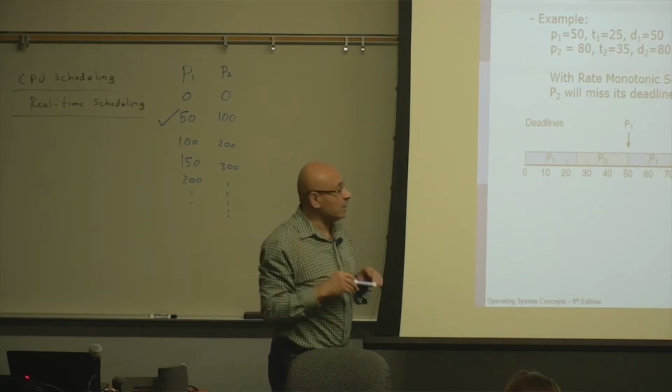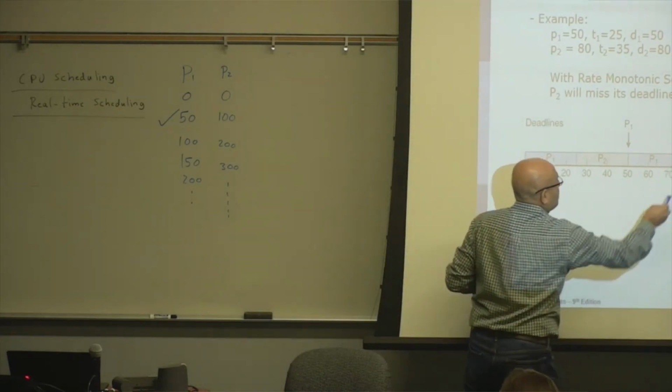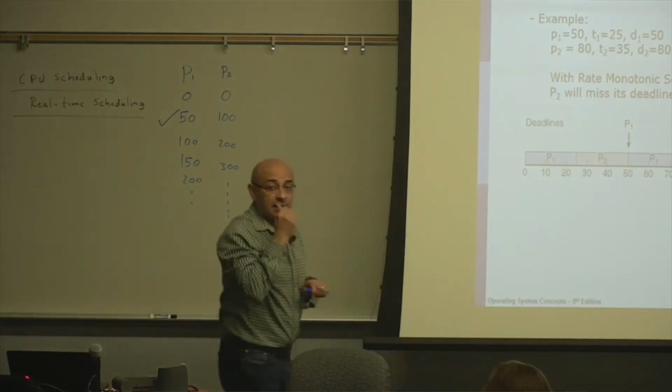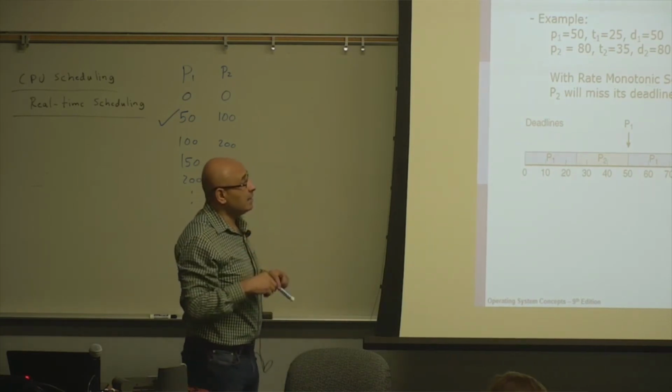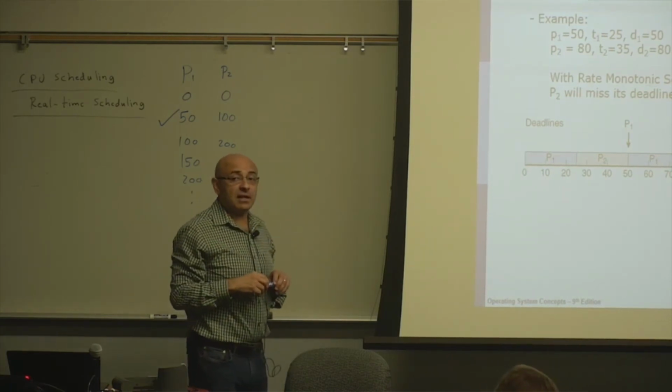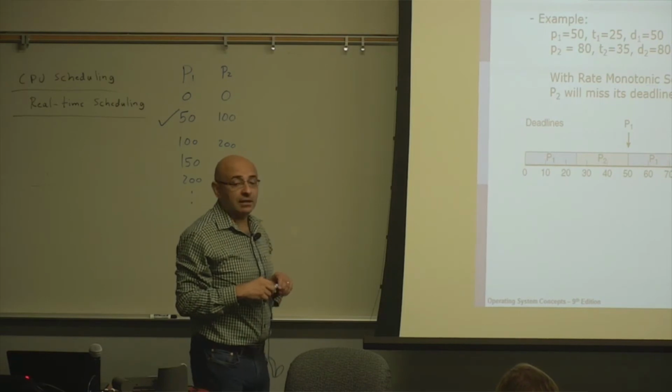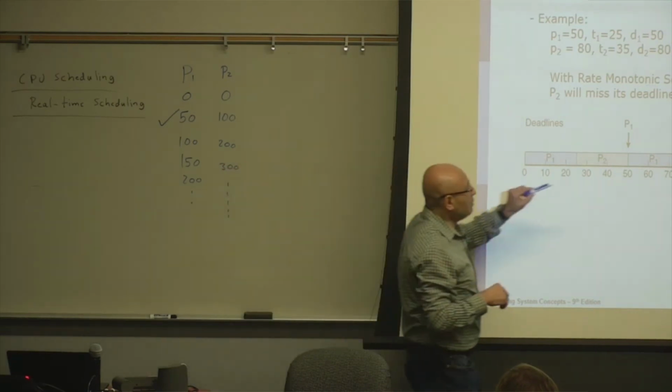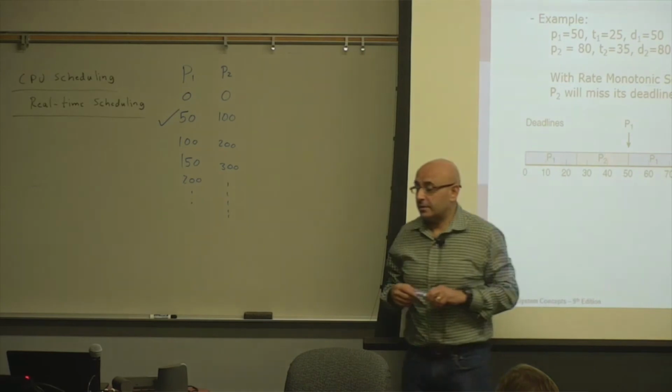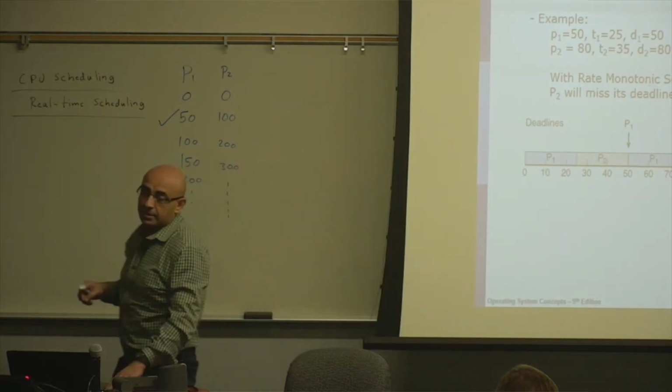It needs 10 more, and we gave it the CPU at 75, and its deadline is 80. So can it meet its deadline? No. It will miss its deadline. So here, P2 will miss its deadline. So the scheduling algorithm in this case has failed.